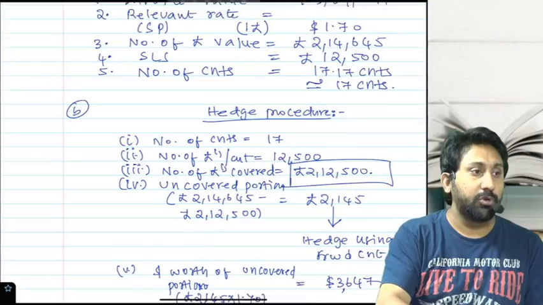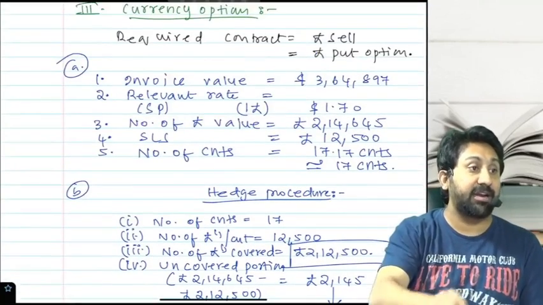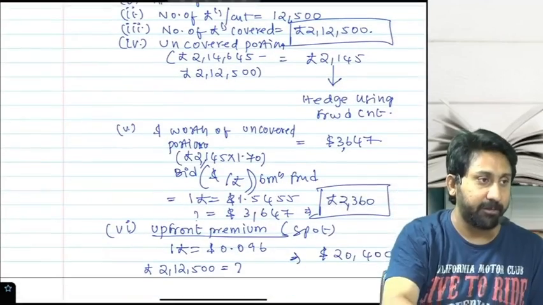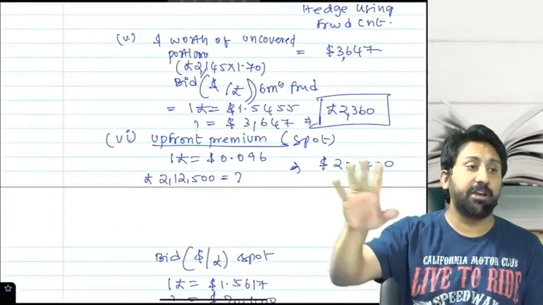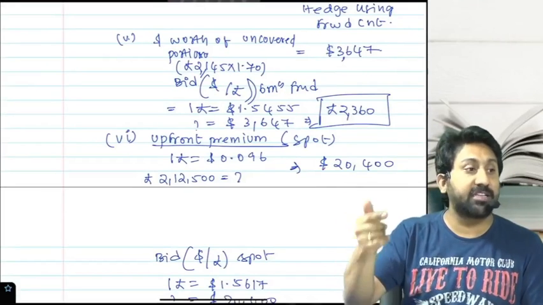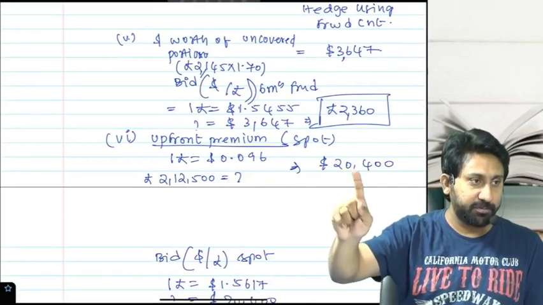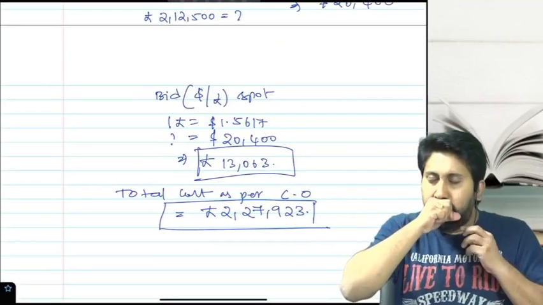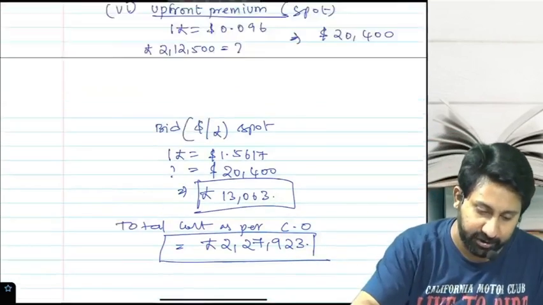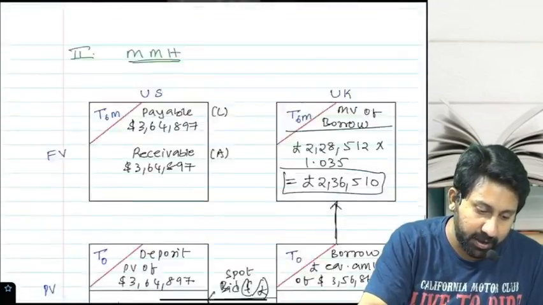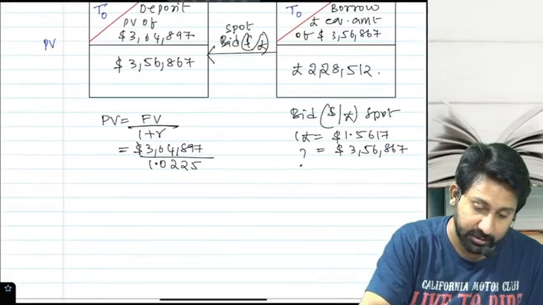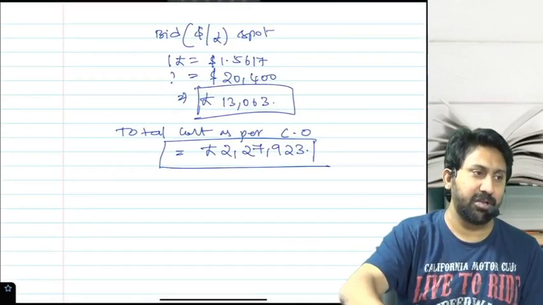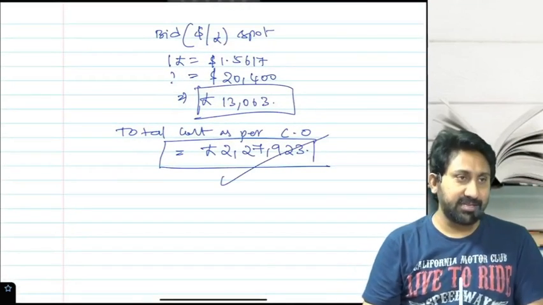Then what to do? You take back using that 1.7 and calculate the real invoice value of the uncovered portion, convert that and cover it using the forward rate. Upfront premium we need to pay. That premium will be paid at the spot itself, so use the spot bid rate. So the total cost of the currency options is 227,923. Now compare. If you go by this one, it is 236,510. This is 227,923 only. A lot of difference is there. So go by currency options.